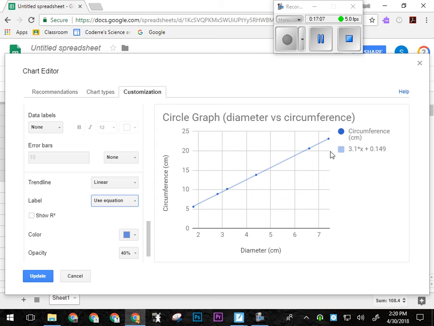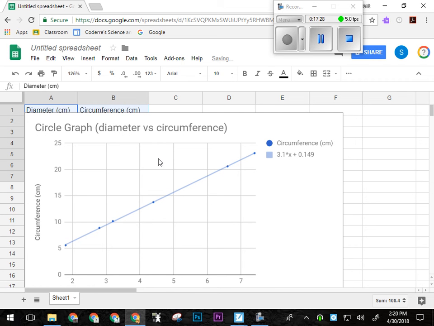Everybody with me? Caught up to me? Then my graph is done. That's all I've had to do. It takes way less time than having to draw it by hand, right? Which you guys have honestly probably never done. So just click on update and it'll insert the graph for you and then we'll have access to it. So click on update, there's my graph.